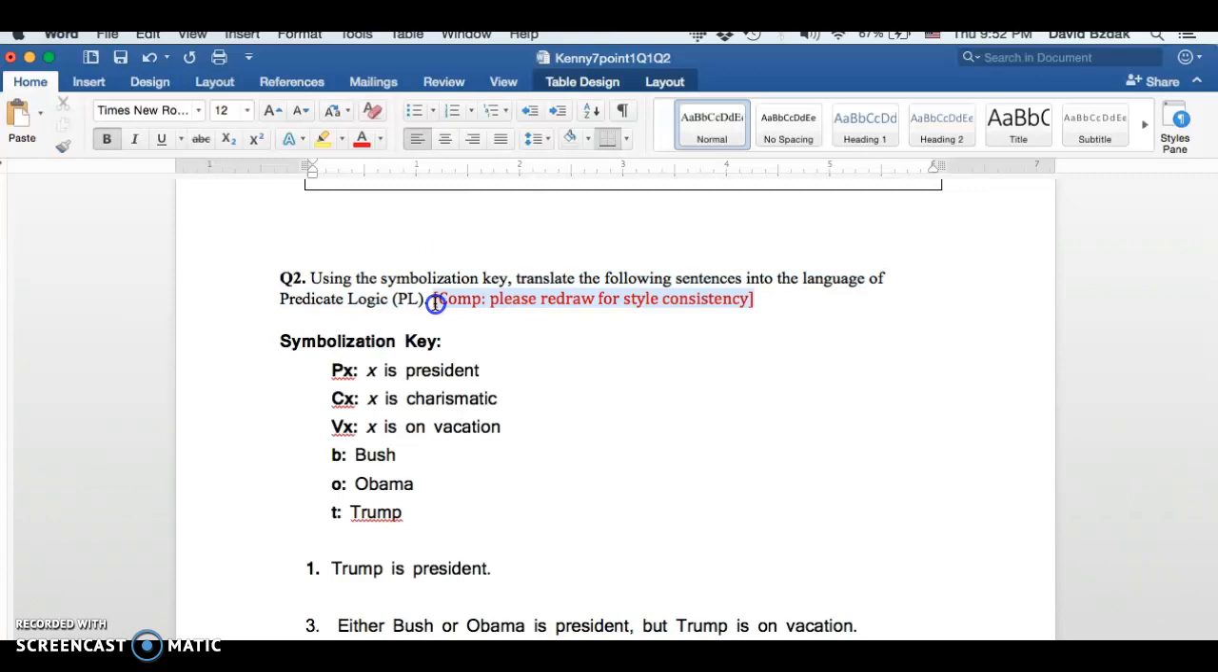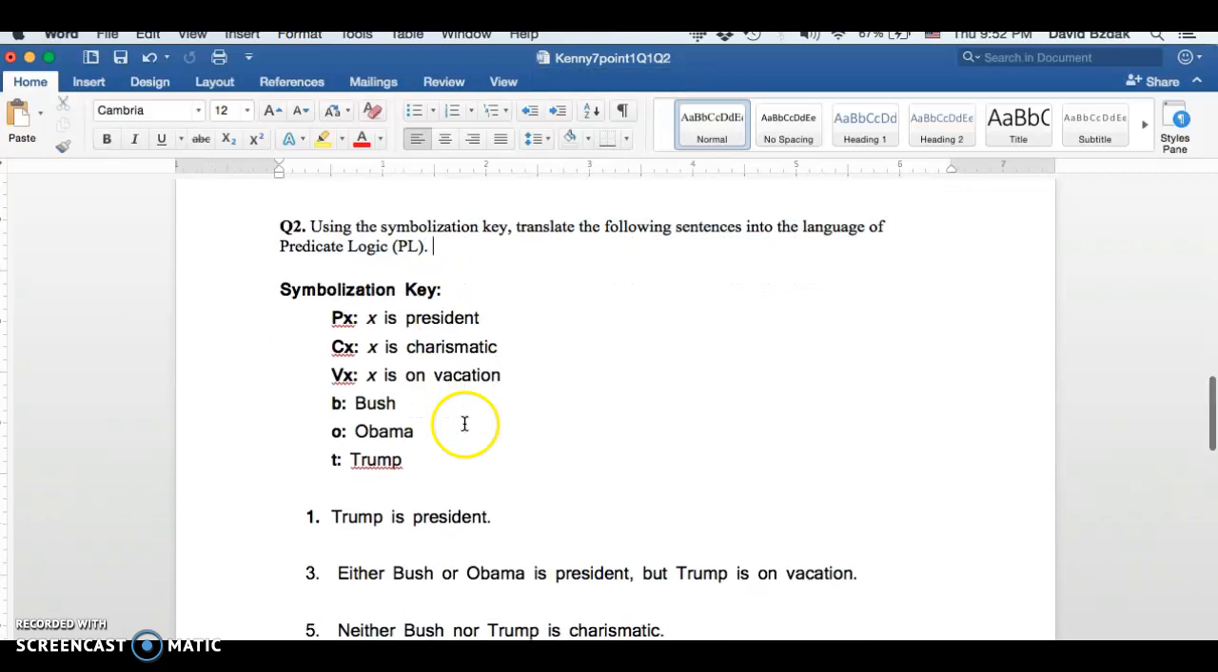Okay, so now Q2. Again, this is translations. We're given some symbolization keys here, and now we have to translate these sentences. So Trump is president. Trump is the subject here, is president is the predicate. Again, for these translations, predicate goes first. So we look up here, capital P is our predicate for is president. Trump is our subject, and Trump is a lowercase t symbol. So uppercase P, lowercase t, Trump is president.